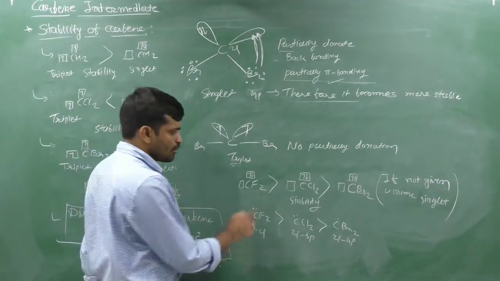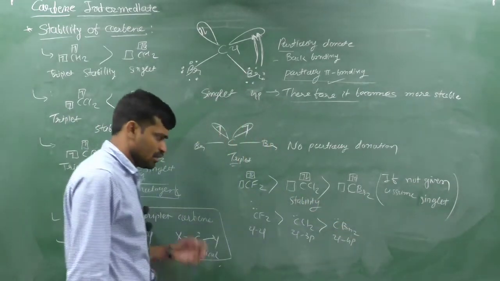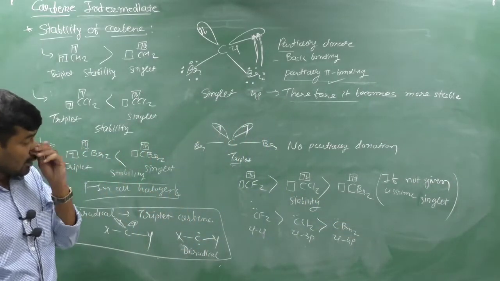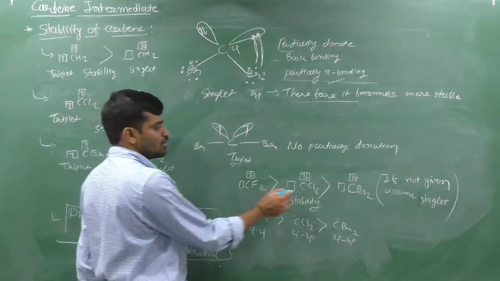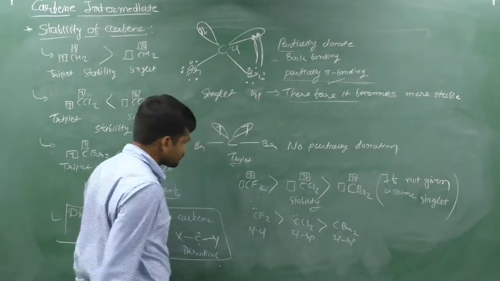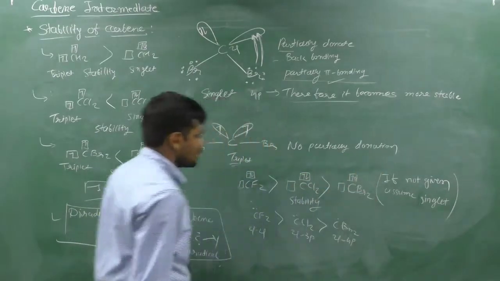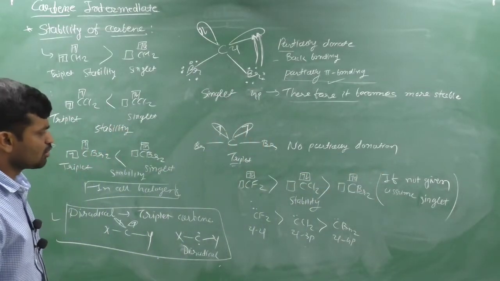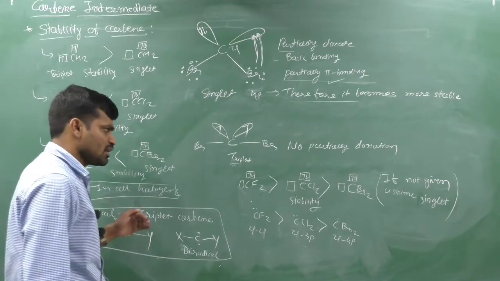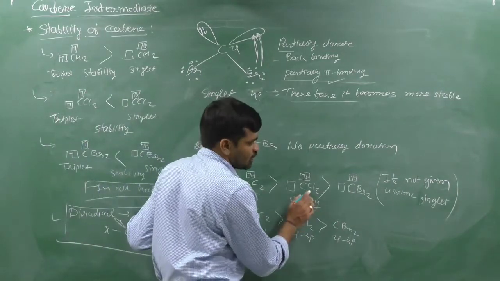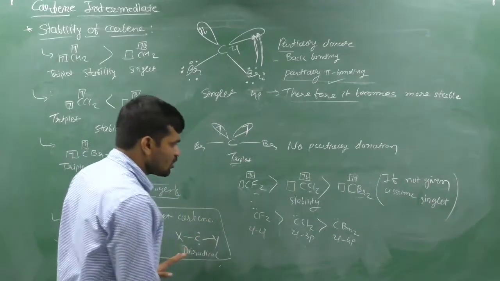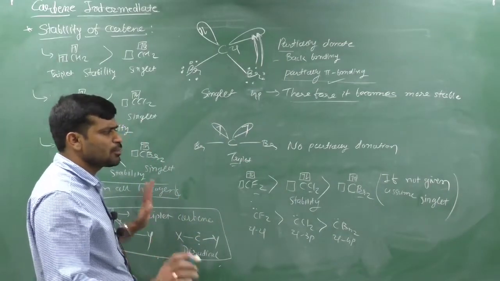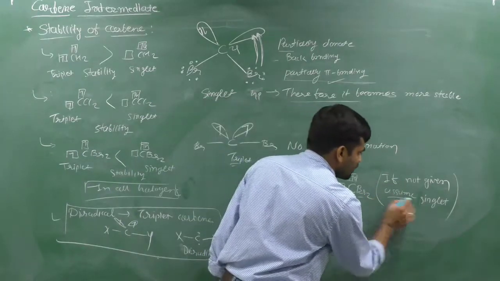Now if we compare the stability of the singlet carbenes of the halogens, the order of stability is: the most stable carbene is fluorine, then chlorine, then bromine, and then iodine. Yes, if there is no clarification of singlet or triplet carbene, then we can assume singlet.